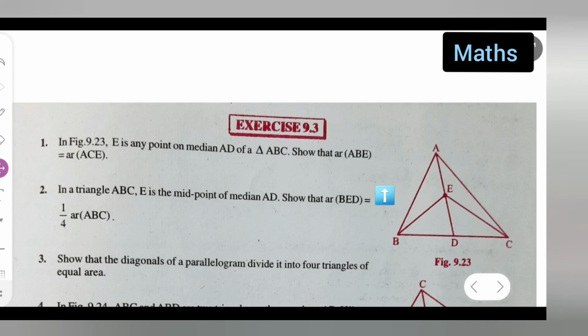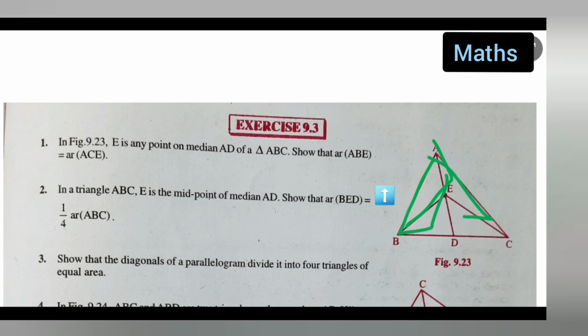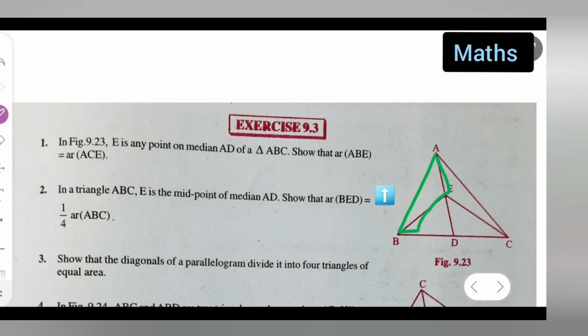So you have to show that this part and this part are equal. This portion, this and this, these two are equal. This one and this one. So basically, let me solve this one first.